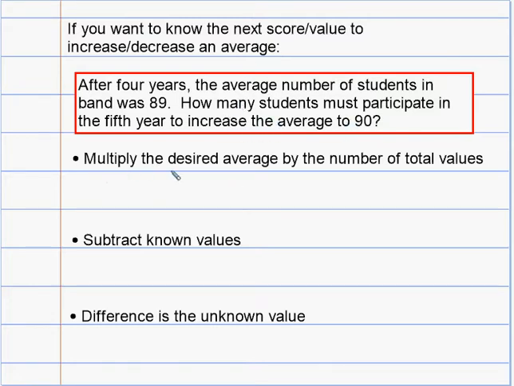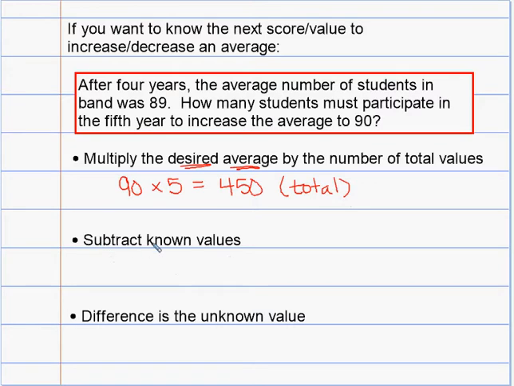So we need to multiply the desired average by the number of total values. So I know that in the 5th year I want my average to be 90. So it needs to be 90 times 5 after 5 years, which is 450. That's the total that I need.